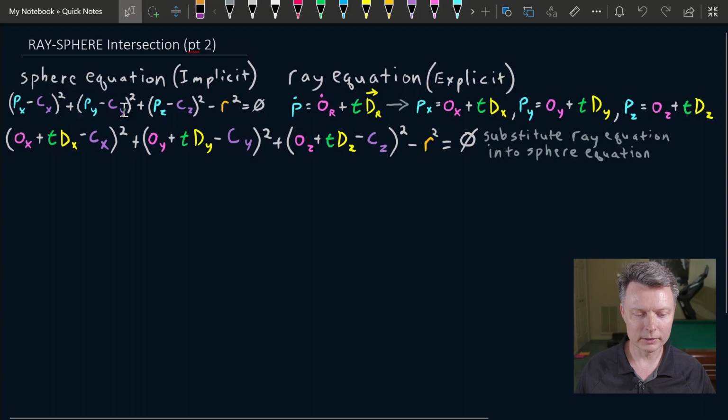And so I literally just copied these from the previous slides, so they should look familiar. Here's the sphere equation that's implicit, and then we have the ray equation, which is explicit. Now, you can't just stick this into this without breaking it up first. Right now it's in vector form, but we need to put it into component form, its individual components. And then we can stick it into this equation because we have px, py, and pz.